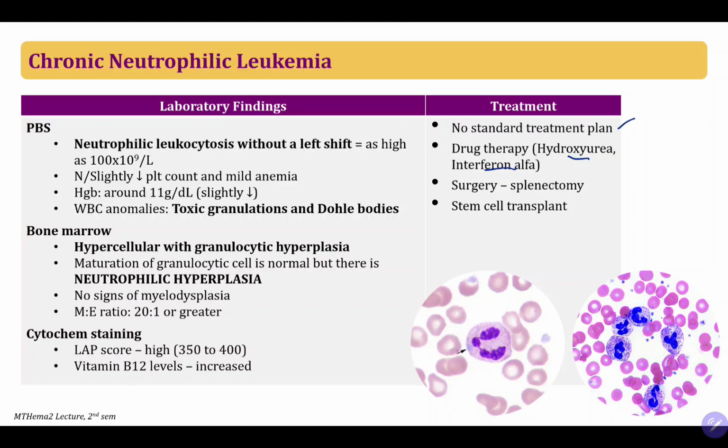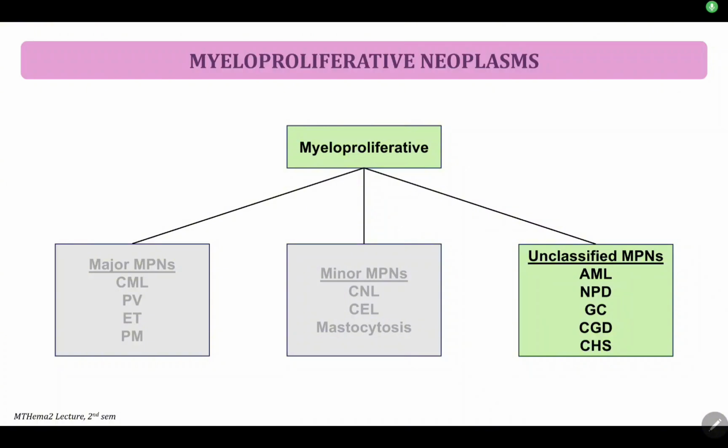And then, we can also perform splenectomy to be able to decrease the complications present in the increased turnover of your cells. And the main treatment that they see as a choice for CNL is the stem cell transplant, kasi yung problem again is yung sa bone marrow. So, we're now done with the major and minor myeloproliferative neoplasms. We'll proceed now with the unclassified MPNs.